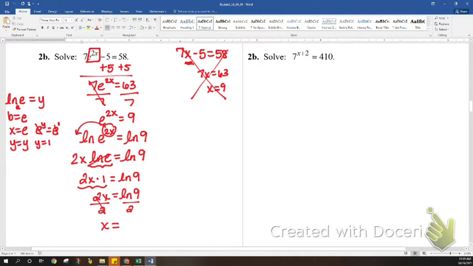So in our calculator, we're going to type in the natural log of 9, close the parenthesis, divided by 2. And we get approximately 1.09. I'm sorry, I'm looking at the wrong one, 1.099.